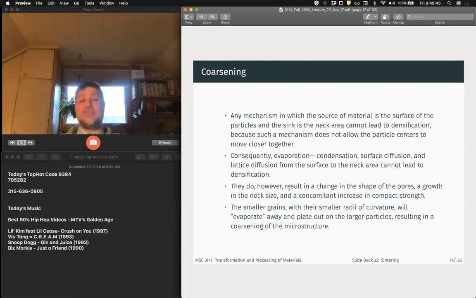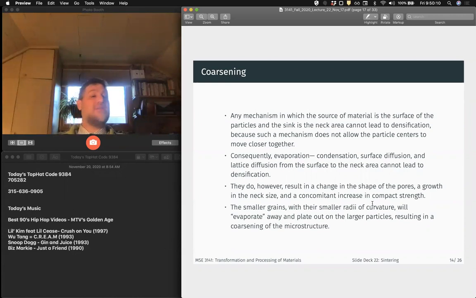They are going to change the shape of the pores and cause growth of the neck. You're going to have an increase in the compact strength over the green body, but you are not going to have a fully dense ceramic if these are the mechanisms that are operating.